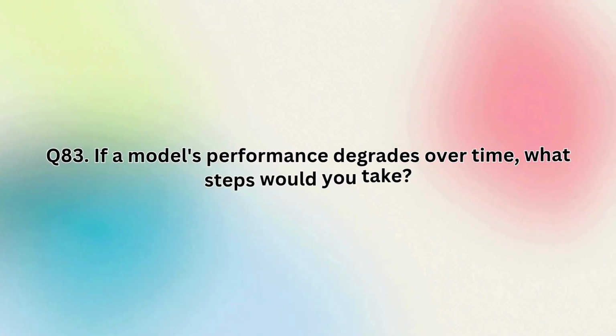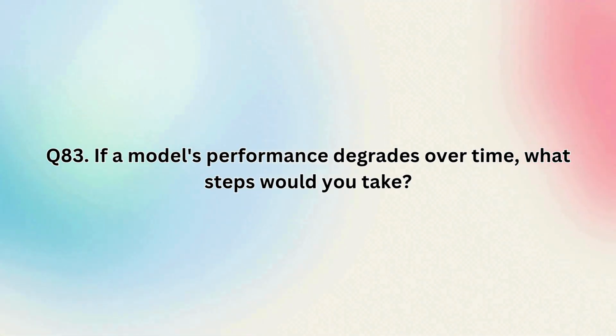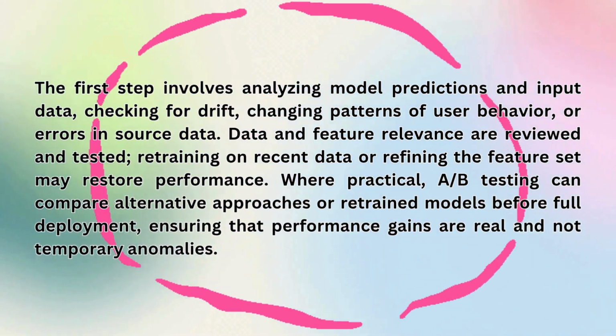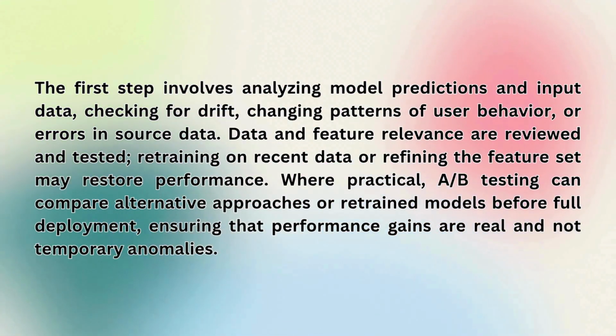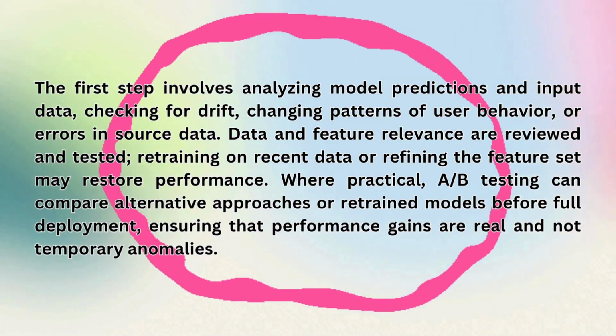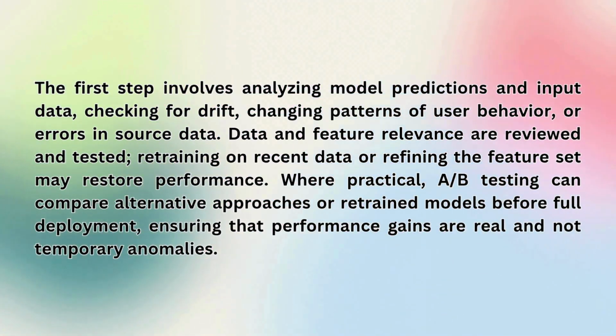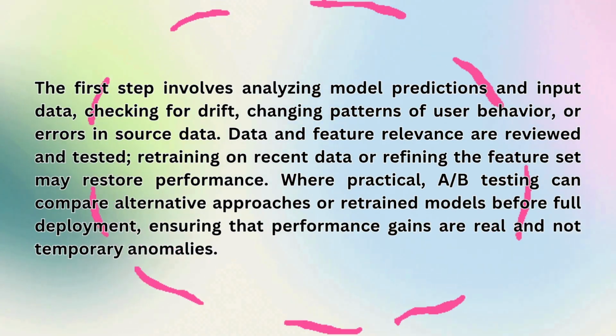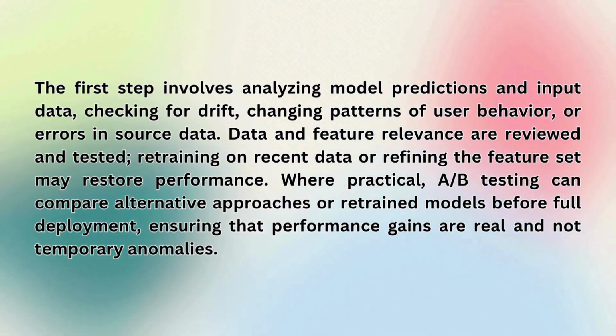If a model's performance degrades over time, what steps would you take? The first step involves analyzing model predictions and input data, checking for drift, changing patterns of user behavior, or errors in source data. Data and feature relevance are reviewed and tested. Retraining on recent data or refining the feature set may restore performance. Where practical, A/B testing can compare alternative approaches or retrained models before full deployment, ensuring that performance gains are real and not temporary anomalies.